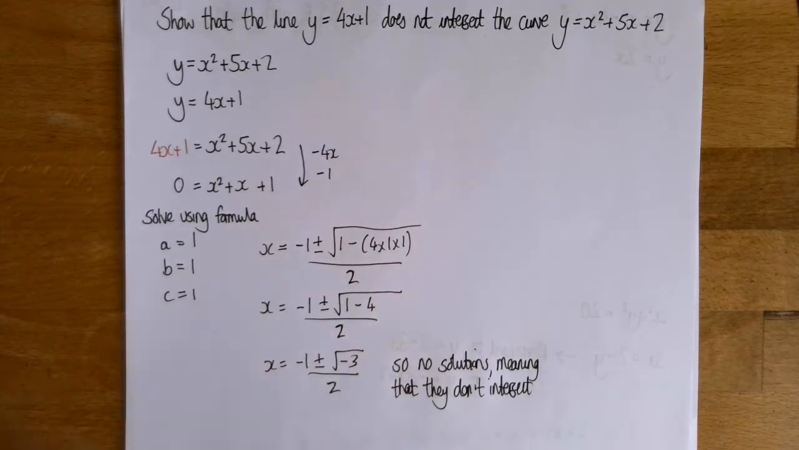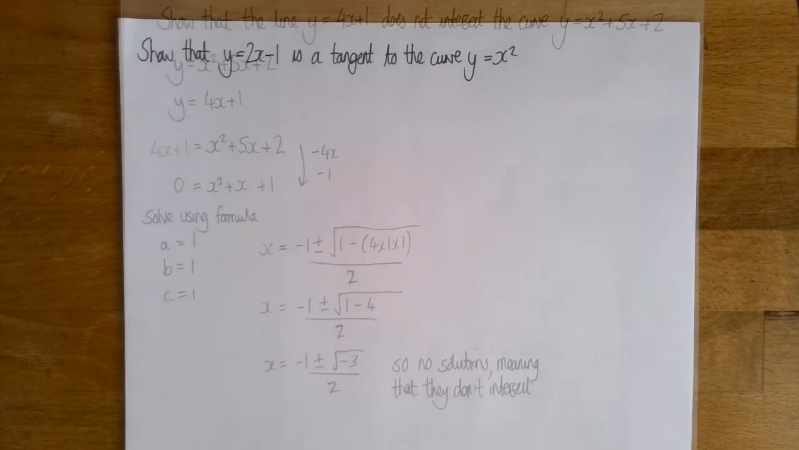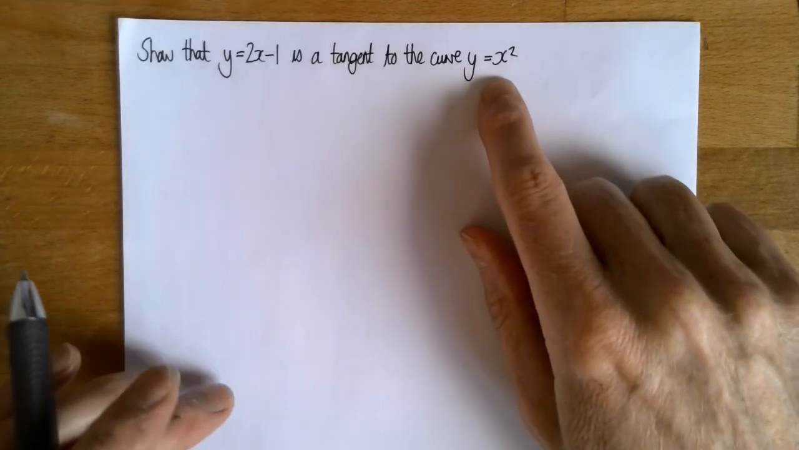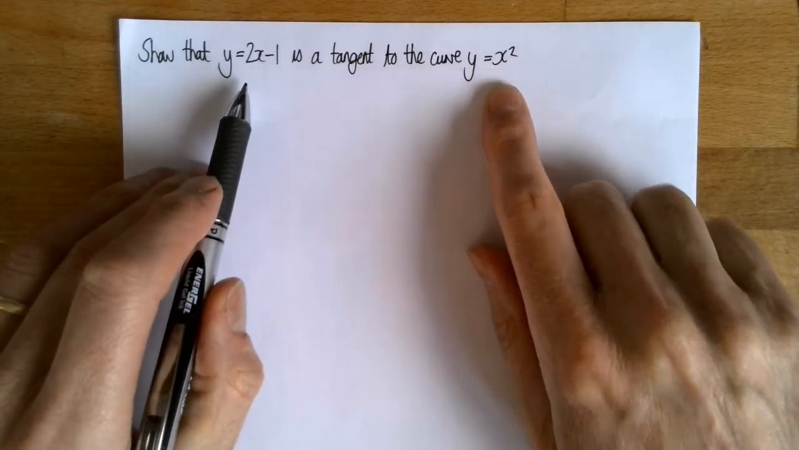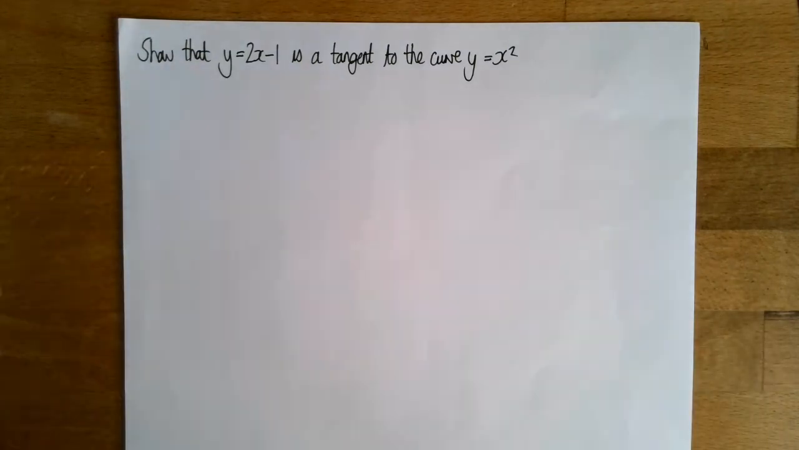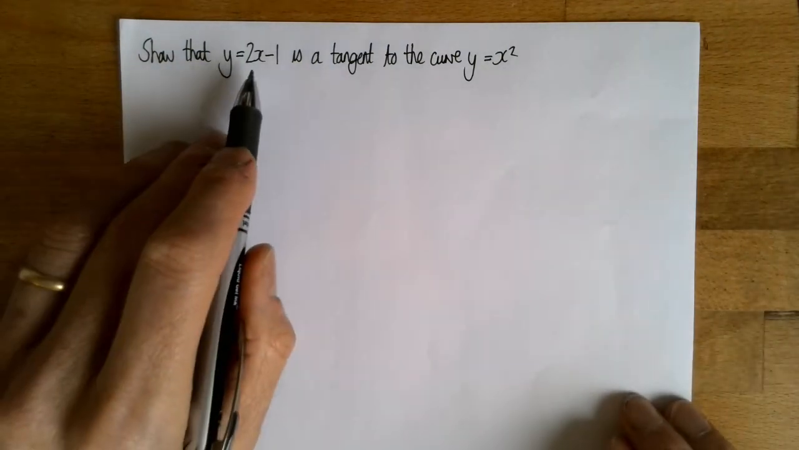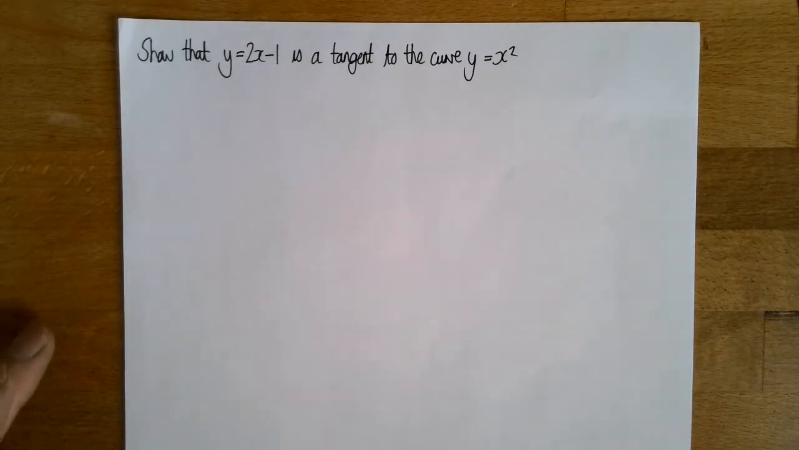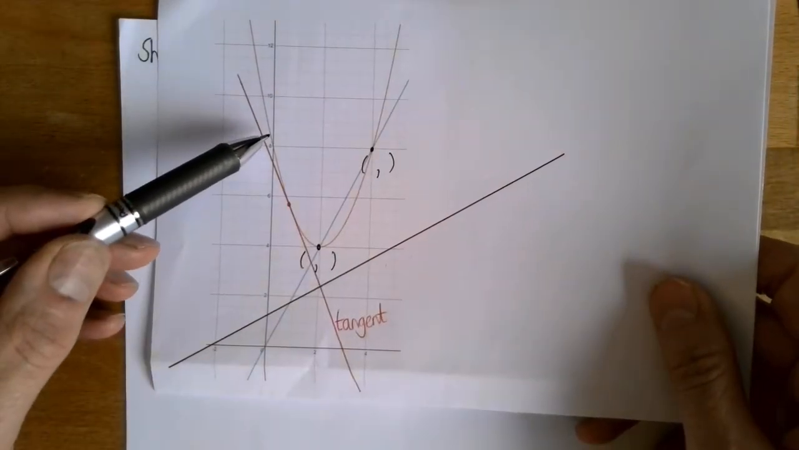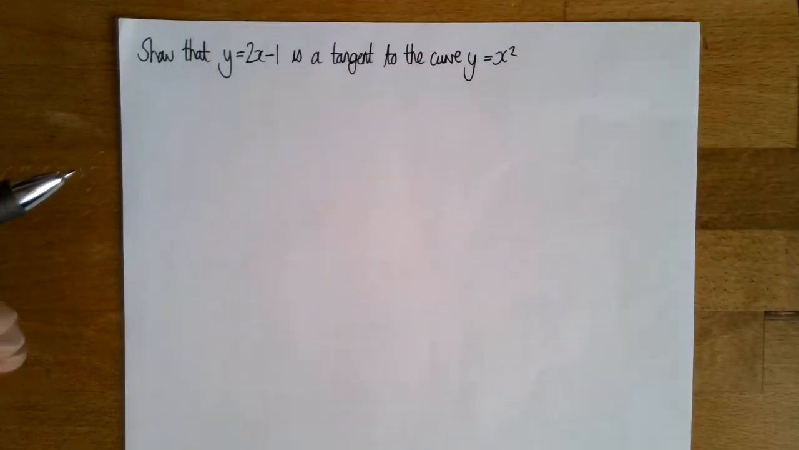And well done if you spotted that. Good stuff. Okay, so here's a slightly different question. We've still got a curve, slightly easier one now, and a straight line, and we've got to show not that they don't intersect, or find where they do intersect, we've got to show that the straight line is a tangent to the curve. Now remember the definition of a tangent? It's a straight line that just touches the curve once.